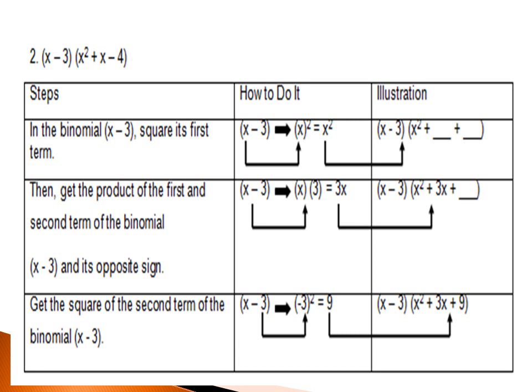Then get the product of the first and second term of the binomial x minus 3 and its opposite sign. So we have x squared plus 3x. Get the square of the second term of the binomial. We have negative 3 squared is equal to 9. So that is x minus 3 times the quantity of x squared plus 3x plus 9.